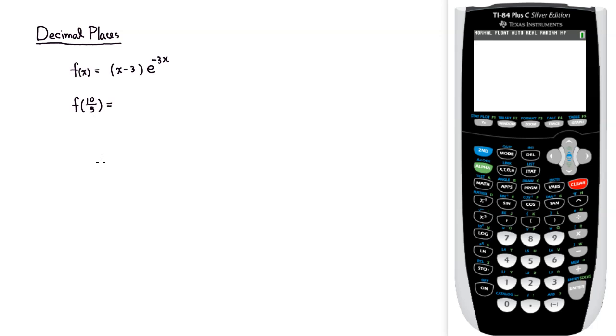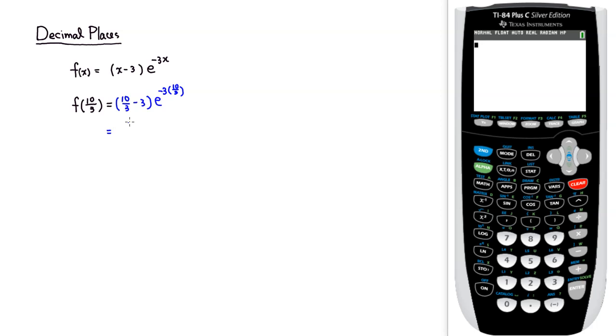Let's do it by hand as much as we can, then we're going to use a calculator at the end. Whenever we see x, we put 10 over 3. Then you have a minus 3, and then a right parenthesis, and then e to the negative 3 times 10 over 3. So all the x's in the formula are replaced by 10 over 3. Then we just need to simplify it a little bit.